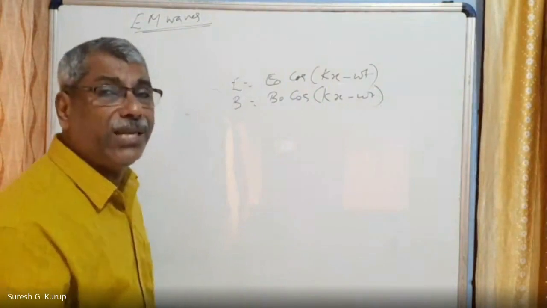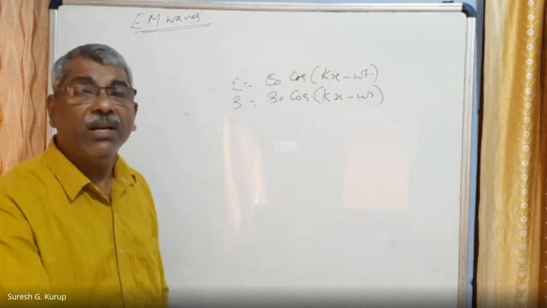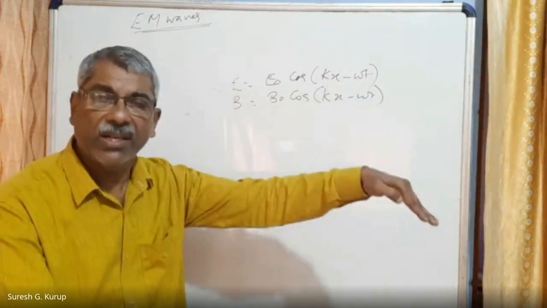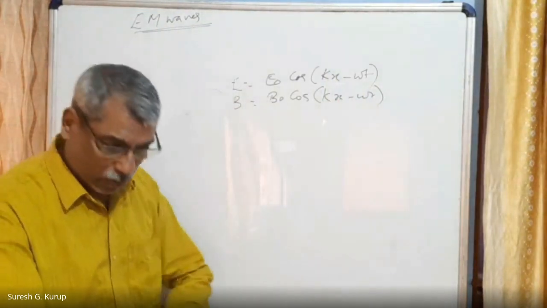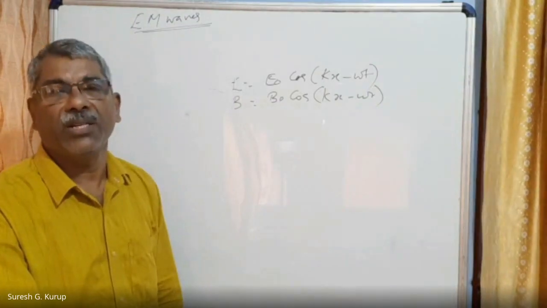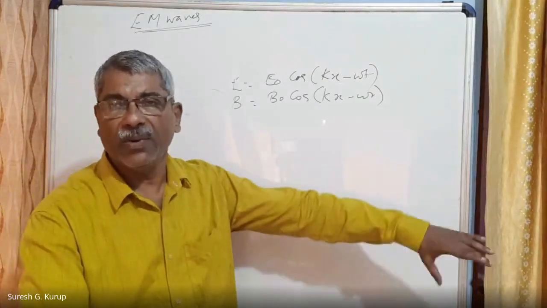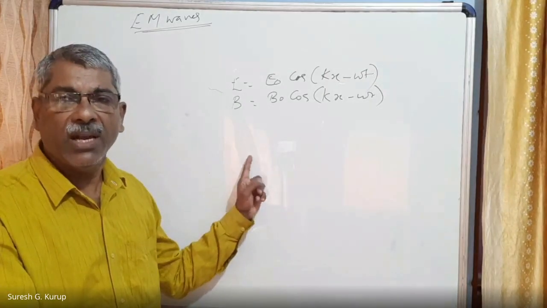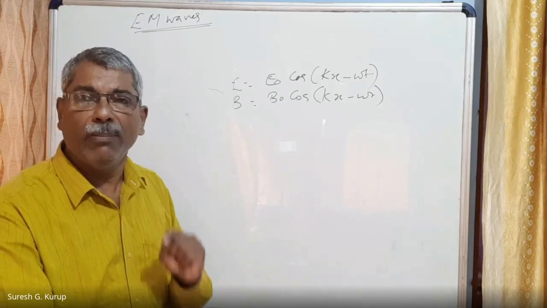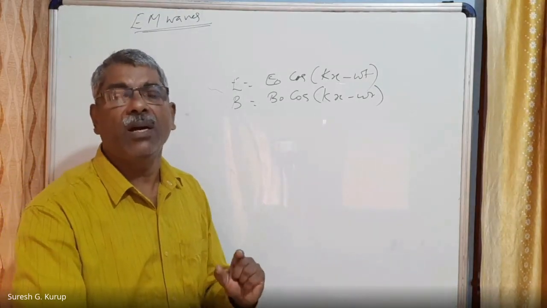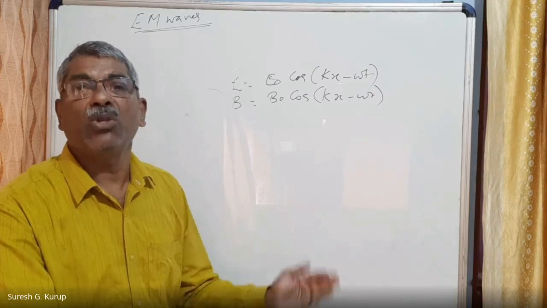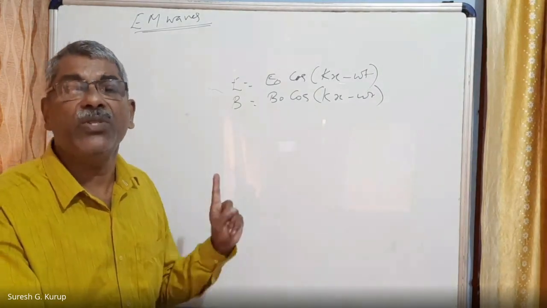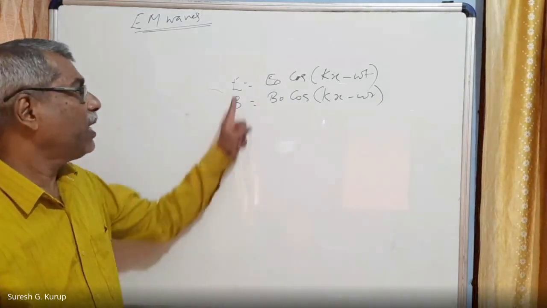The instantaneous values of the electric and magnetic field depend only on space and time. Space is x because the wave is traveling only along the x direction. The space covered is only in the x direction, and when time increases, the space covered also increases. At any instant, the value of the electric field and magnetic field can be calculated only by knowing how much distance the wave has moved along the x-axis and how much time it has taken from the initial position from where the wave started. This is the situation for E and B.